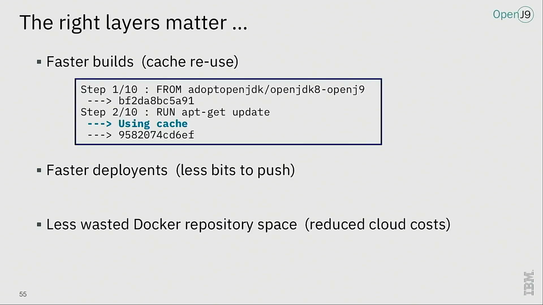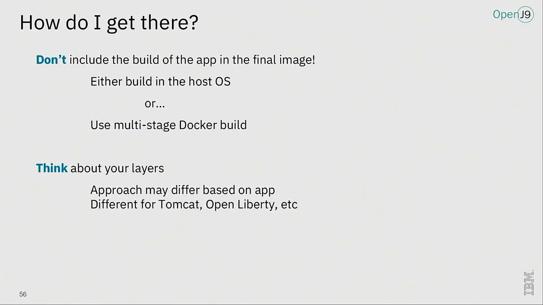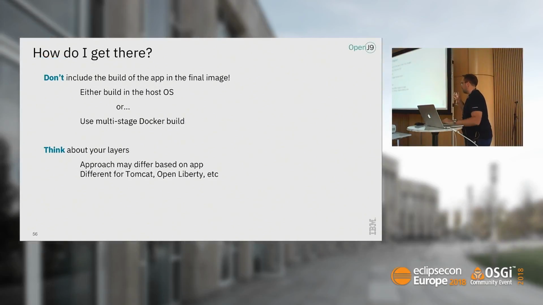But what you want to look for in your Docker builds is this cache reuse. Docker is extremely efficient if you let it be. So this is all about building images that Docker can do quickly. Docker can be efficient. It lets you rebuild faster. It lets you do faster deployments. And critically, it lets you use less Docker repo space because, again, cloud cost. All right, so how do I get there? Well, don't include the build of your application in the final image. That's really dumb. So you can either build it in the host OS or use multi-stage Docker builds. Those are pretty slick things. And you really want to think about your layers.